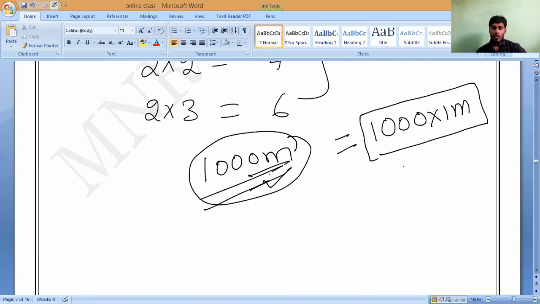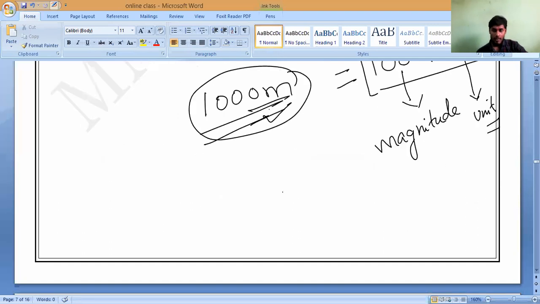Now, 1,000 is called as what? Try to remember from the beginning. 1,000 is called as a number, also called magnitude. And this is called as what? Unit. Yes or no? Unit. Correct or not?